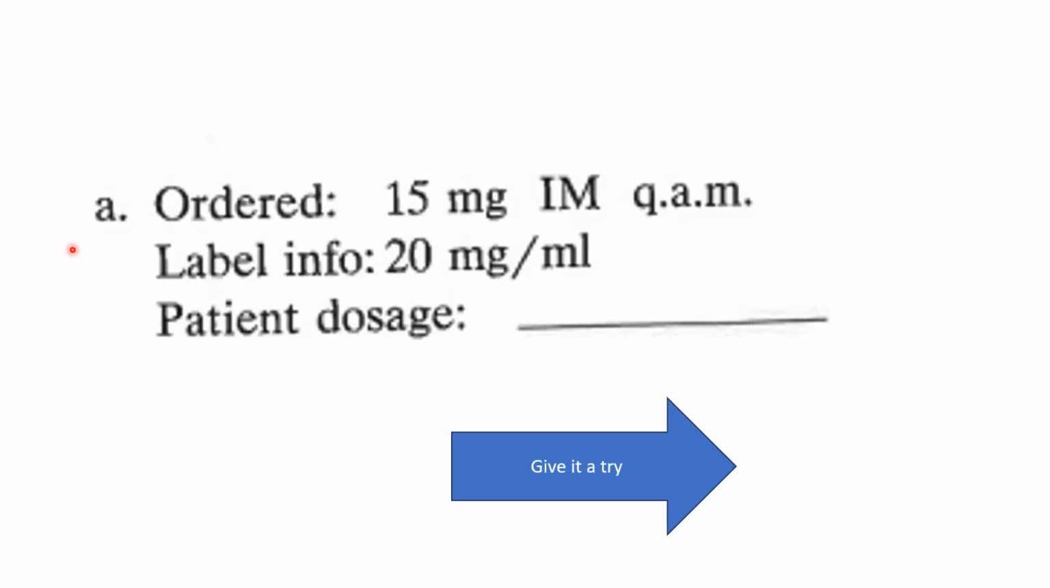So suppose the doctor ordered 15 milligrams intramuscularly, and this is every morning. The label information is 20 milligrams per milliliter. So what's the patient dosage? Pause and give it a try. Let's see how you did.